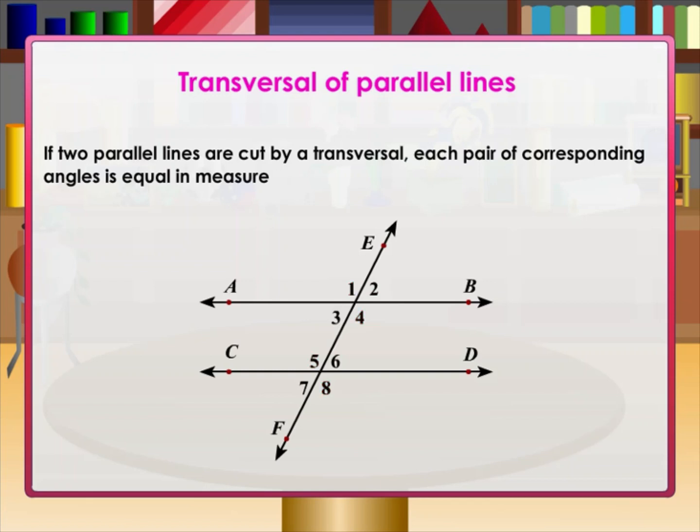Angle 4 and angle 8 are corresponding angles. They are also equal in measure. Angle 1 and angle 5 are corresponding angles. They are also equal in measure. Angle 3 and angle 7 are also corresponding angles and they are equal in measure.